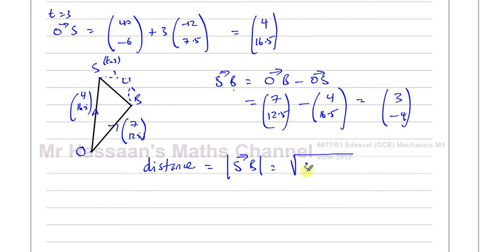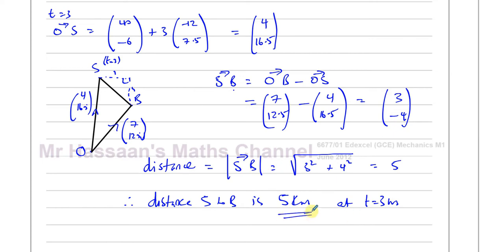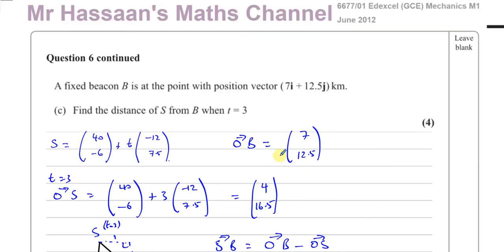So it's going to be the square of this number here plus the square of this number. I don't have to worry about the negative sign because it's going to get squared anyway. So minus 4 and 4 both give you 16 when you square them. That's going to give you the square root of, that's basically a 3, 4, 5 triangle, so we know it's going to end up as 5. That's 9 plus 16, which is 25. The square root of 25 is 5. So therefore, we can say the distance from S to B is 5 kilometers at time equals 3 hours. Okay, so there's the answer to part C.